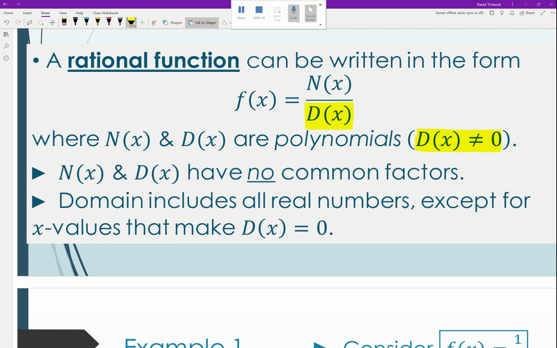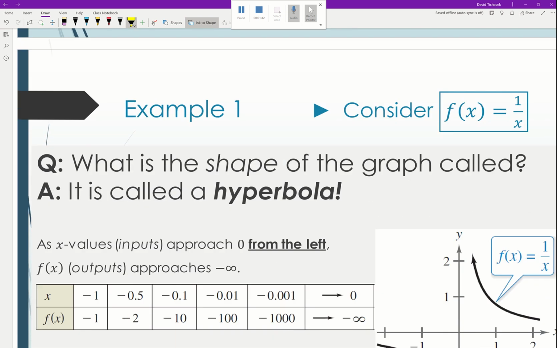It says here that the numerator and denominator have no common factors, so if they are polynomials and they do factor, then maybe they have some common factors that would cancel out, and we would just be interested in that final product after canceling. And then it says here the domain includes all the real numbers except for the x values that make the denominator equal to 0, which makes sense because we cannot have the denominator equal 0. We're going to have to exclude the ones that do make the denominator equal to 0, okay?